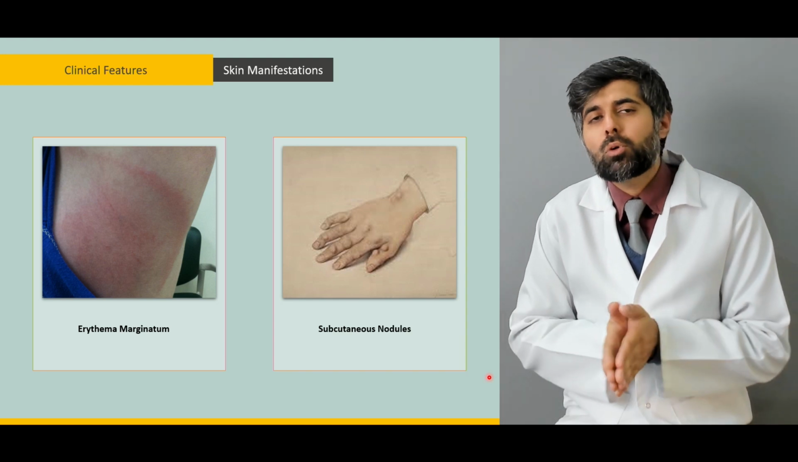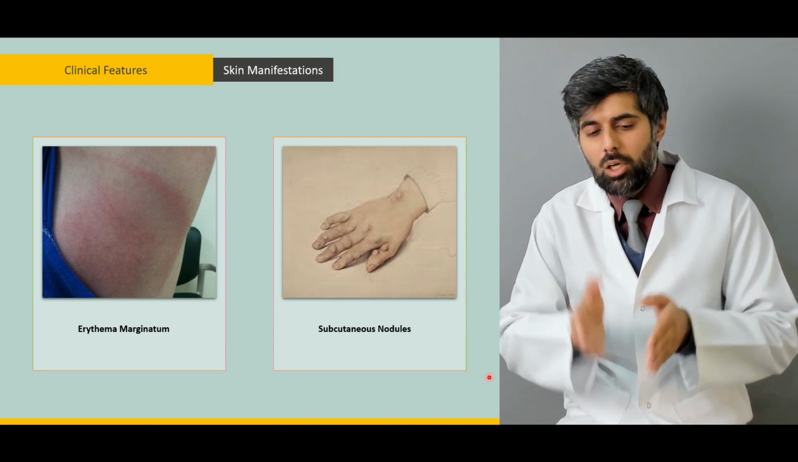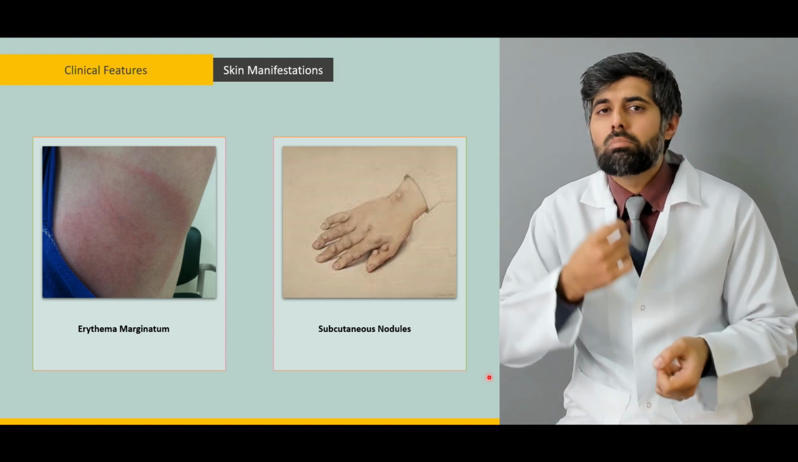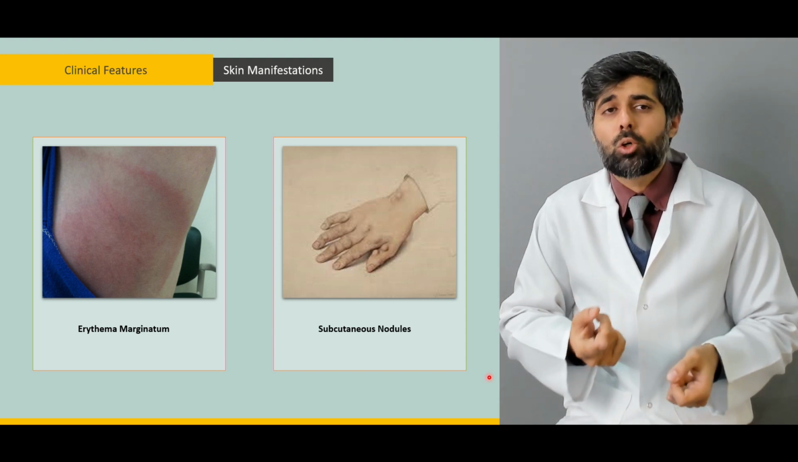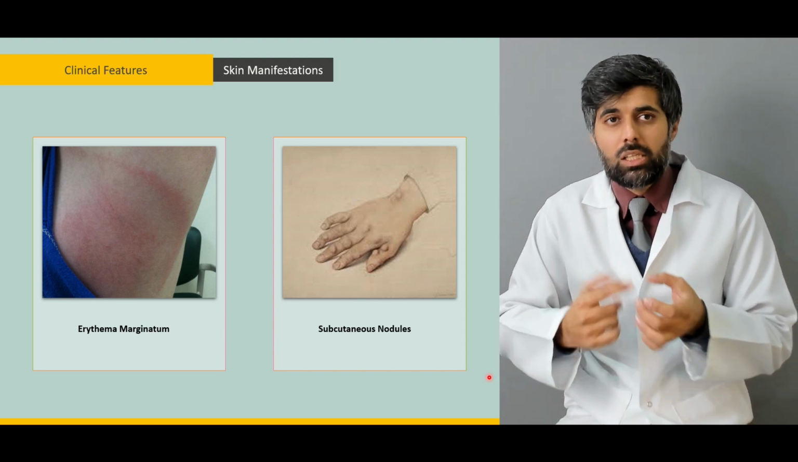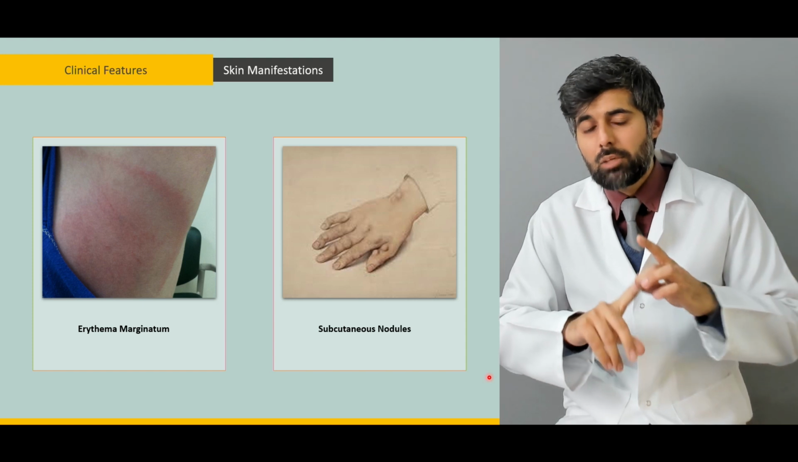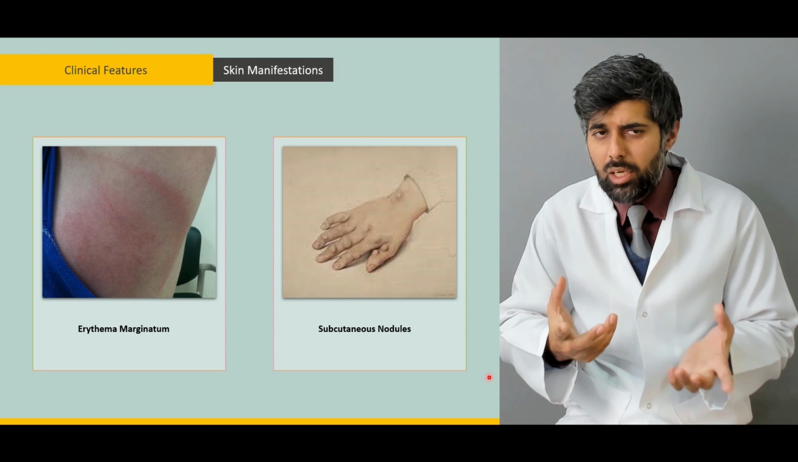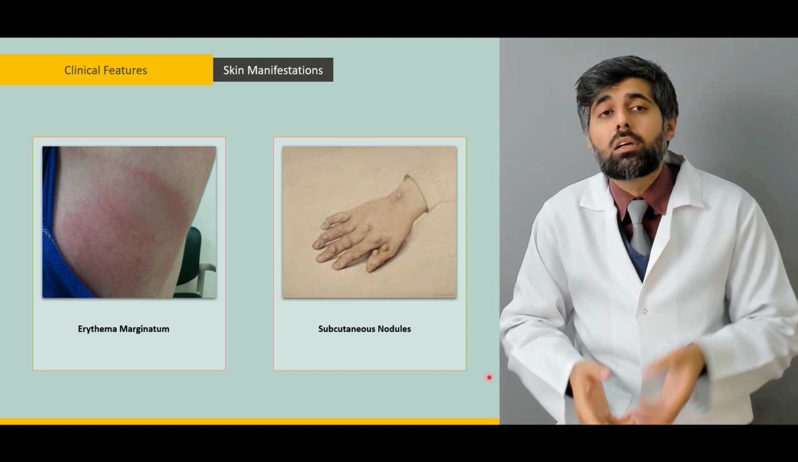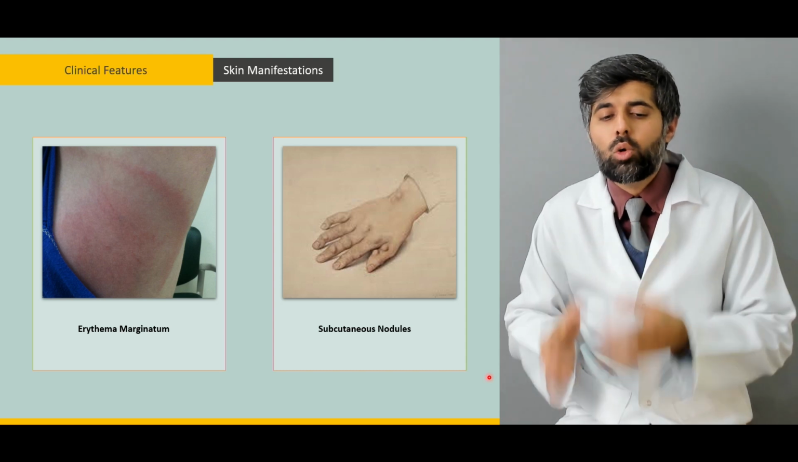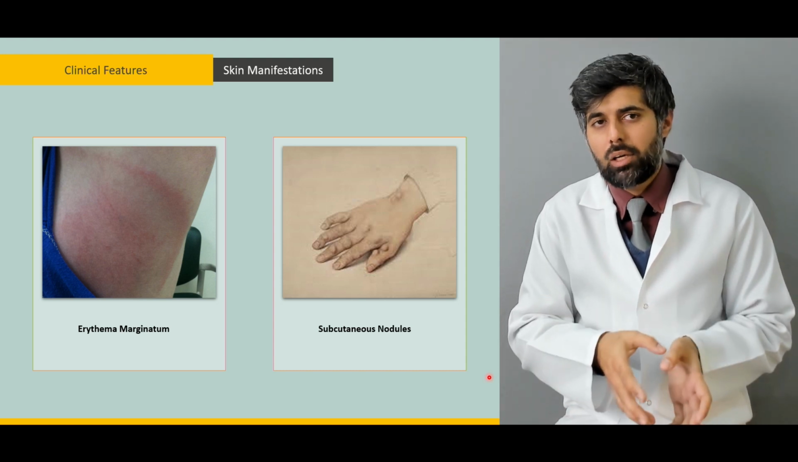Next, we have subcutaneous nodules. These subcutaneous nodules are small, painless, mobile nodules which are found and formed around the phalangeal joints in the patients of rheumatic heart disease. They are again pathognomonic for rheumatic heart disease, that these nodules are only found in rheumatic heart disease.